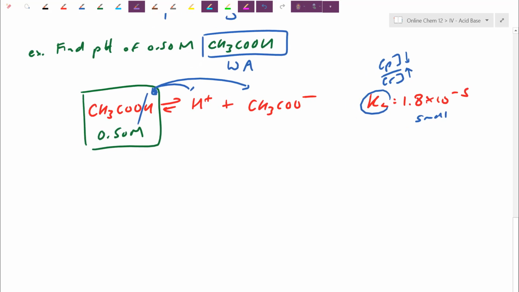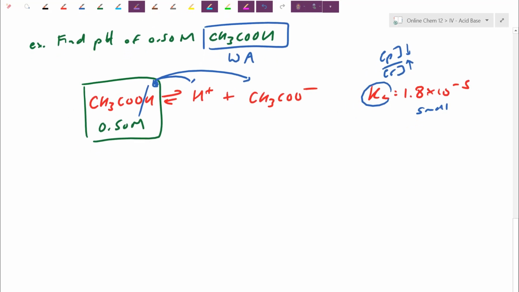In part 1 of this chapter, I just made up some numbers. Oh, maybe I get 5% dissociation, 10% dissociation. In this section here, we're actually going to calculate what it is. But what I want to just show you pictorially is it is a very tiny number in comparison to 0.5.